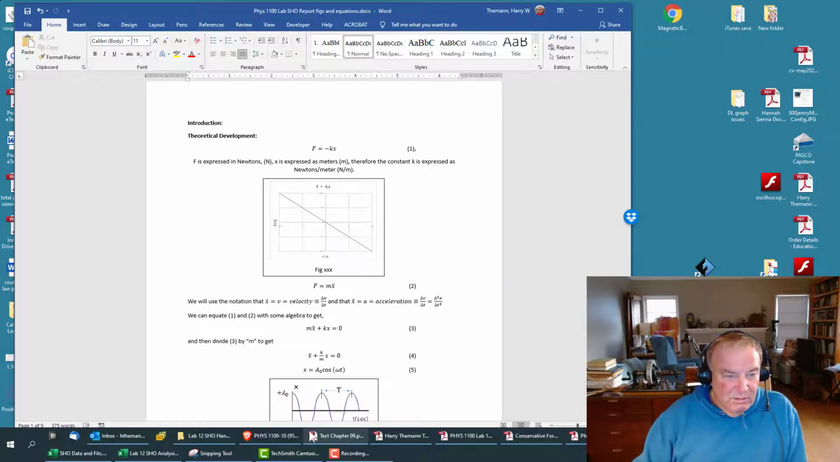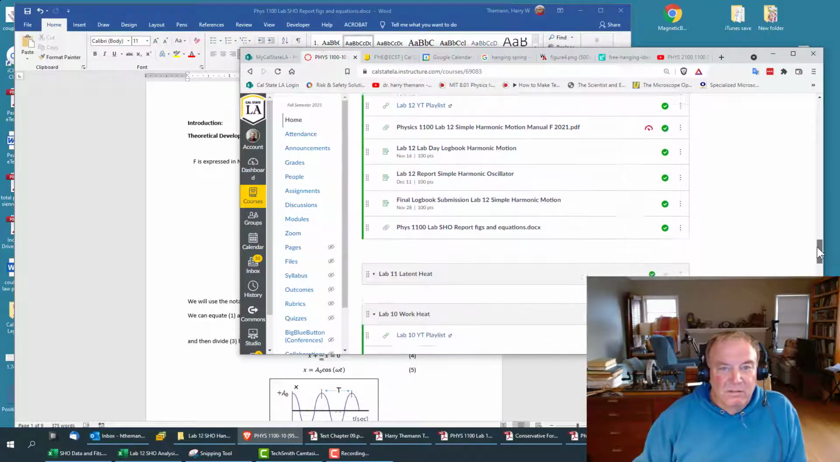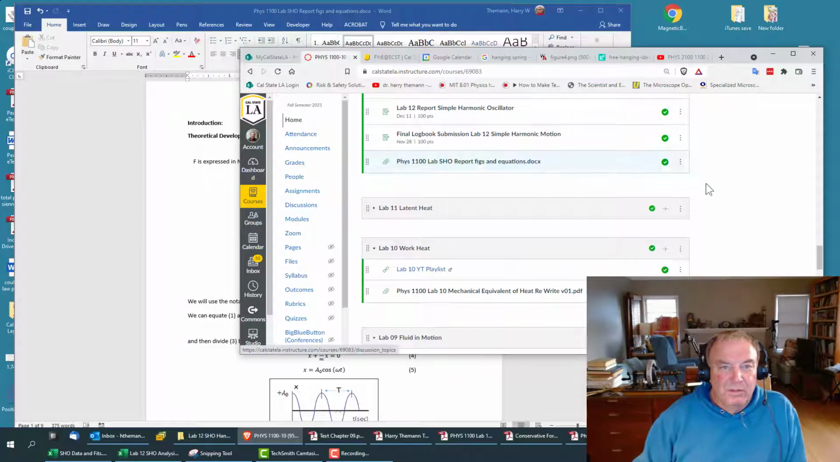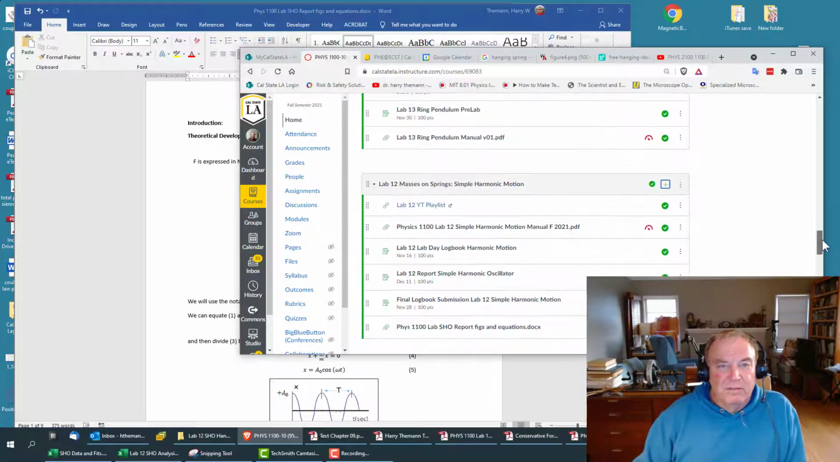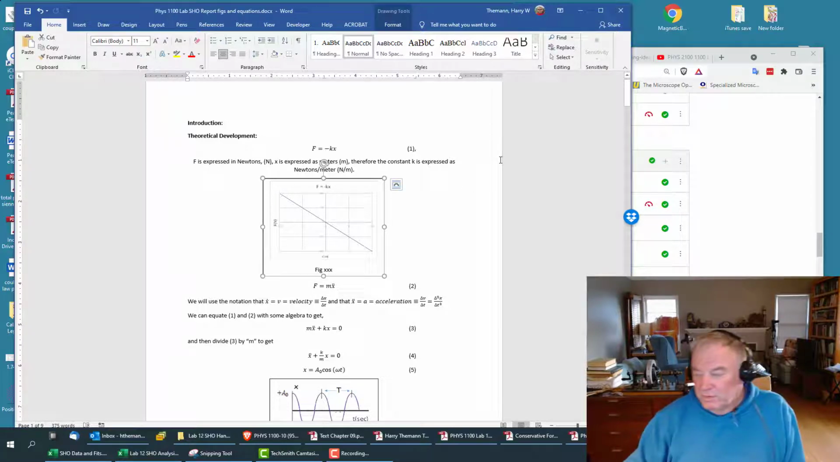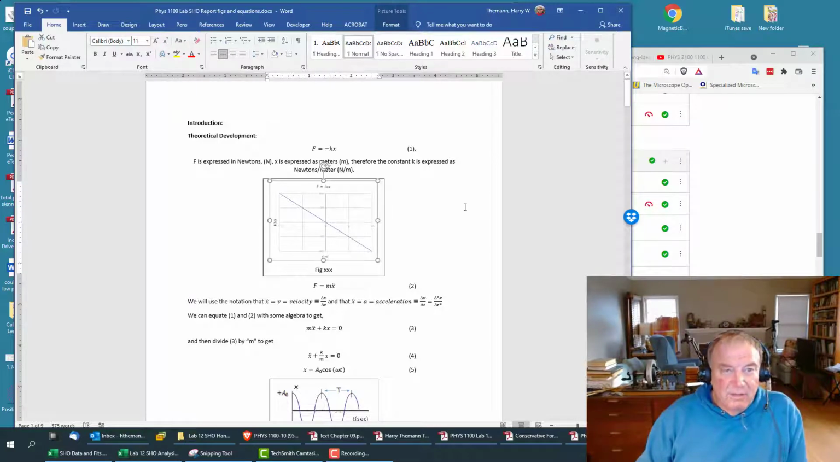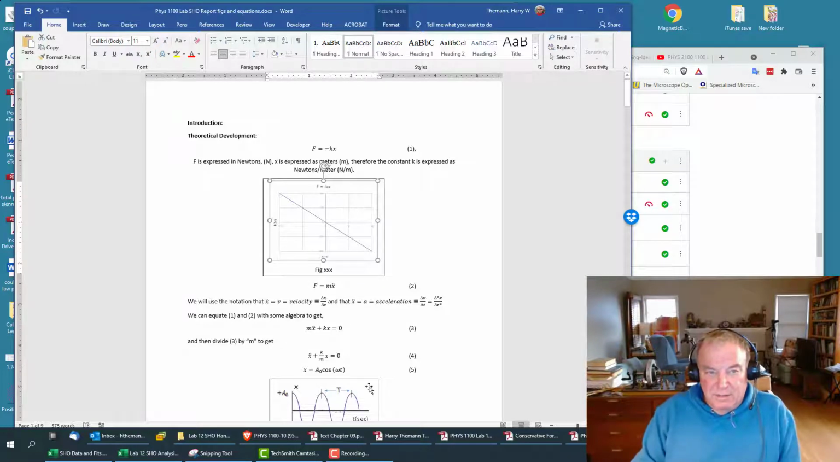So let's see. Yeah, so here it is. Oh, I put it in the wrong place. No, Lab 12. Yeah, report, figures, and equations. So as always, it's perfectly fine. What's nice is now these are actual things that can be edited. These are Microsoft Word text boxes. What's nice about them is that you can put a picture inside and add a caption.